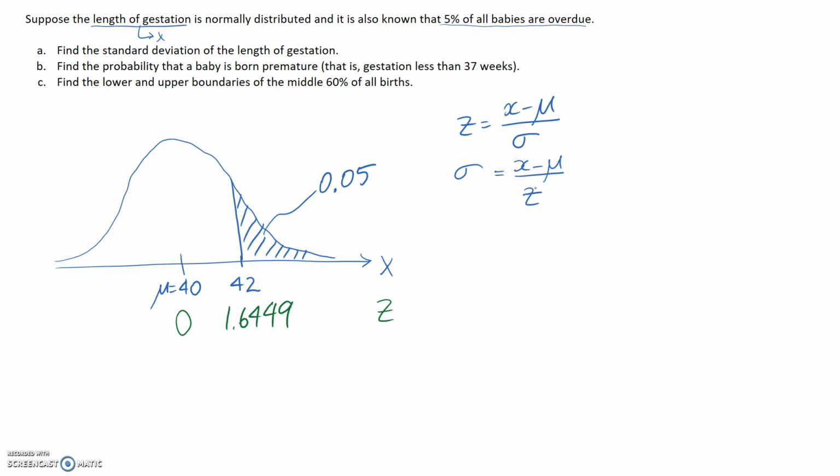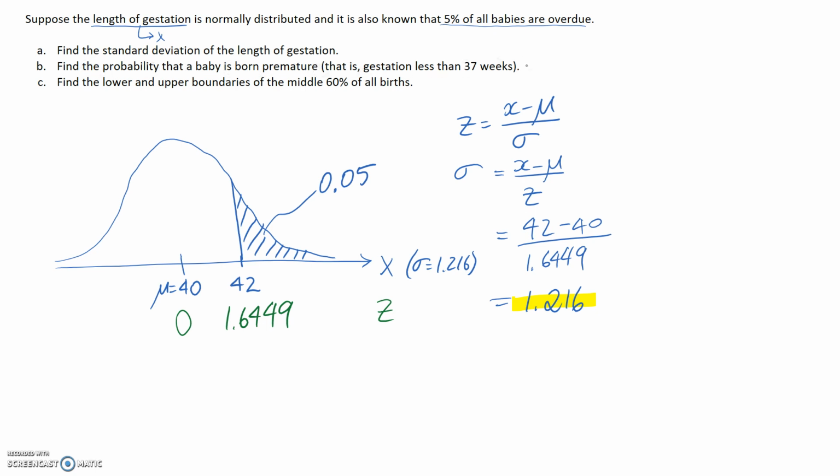Now let's go and substitute all our information in here. So x is the 42, mu is 40, and z is what we've just come out with. In a calculator, this is 1.216. So that's our standard deviation. Put this in brackets off to the side. Cool.